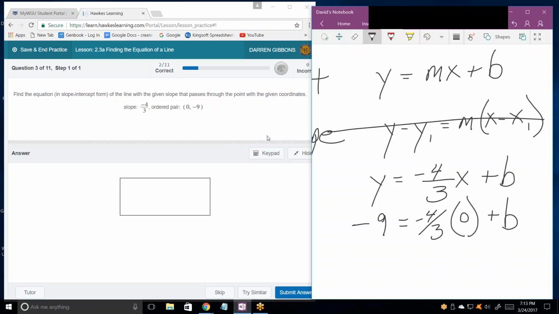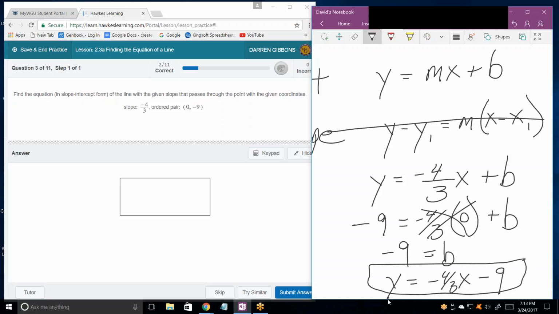Now anything times 0 is 0, so that goes away, and I get b equals minus 9. Now I have my full equation. Y equals minus 4/3 x minus 9. There's my answer.